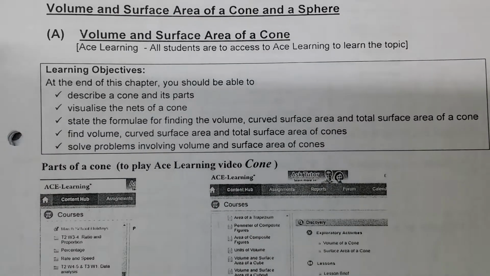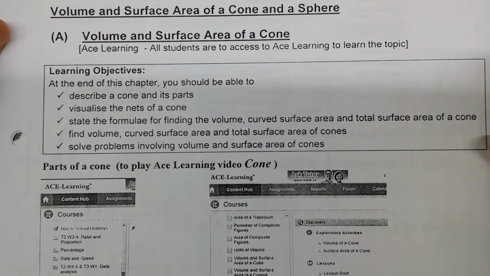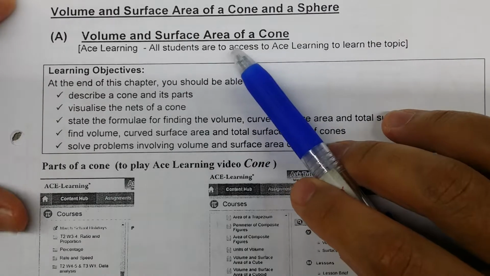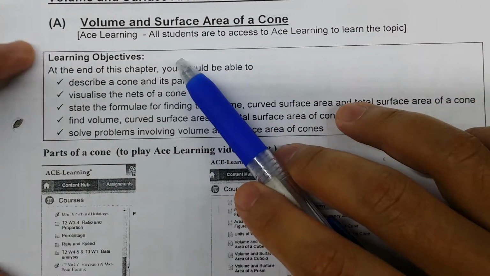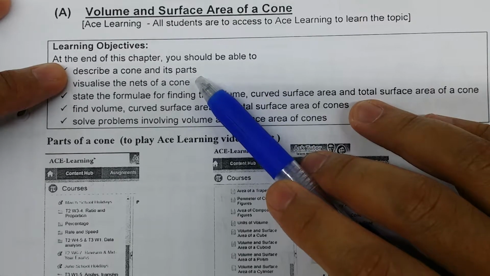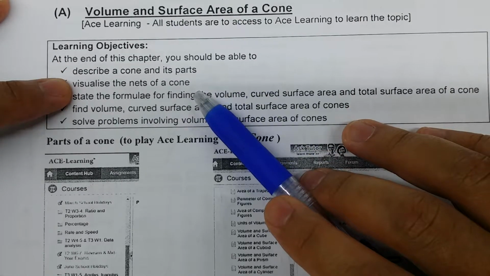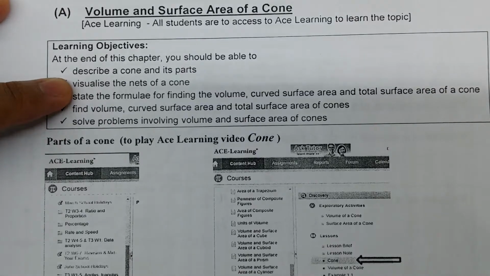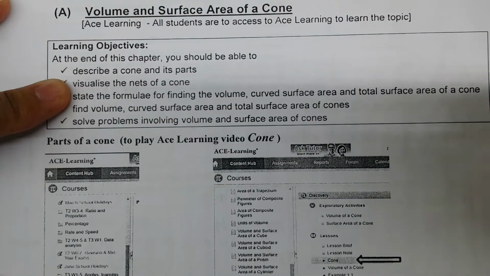Hi all. Now we are at worksheet 9D, focusing on volume and surface area of a cone. Learning objective. At the end of this worksheet, you need to know how to describe a cone and its parts. Visualize the nets of a cone. Let's say I cut the side of the cone, open the cone up. How will it look like?